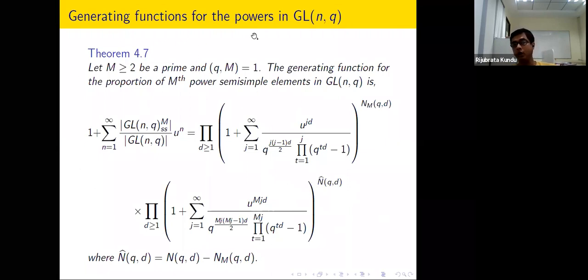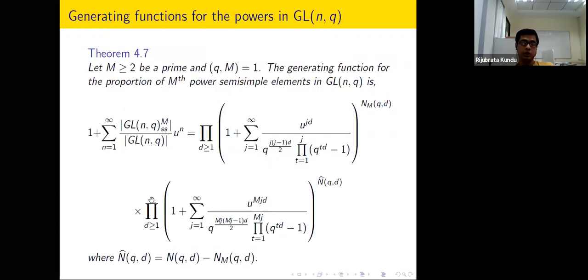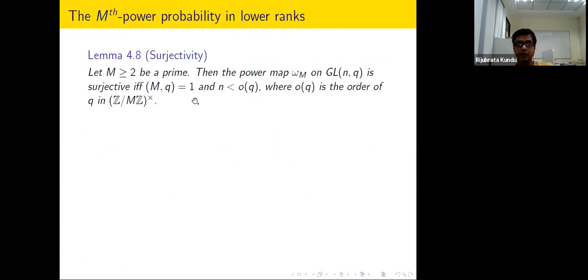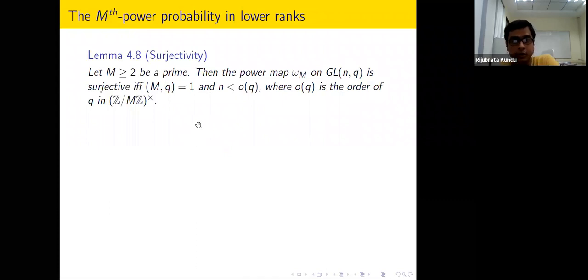The generating function for a general element can also be written in the same way, but that will look a little more messy, so I don't write it here. Now, finally, I want to mention some more things. So we have the generating functions, but then there will be a question: what kind of information can we get from these generating functions? In that regard, we have some very limited results right now. This is a work in progress, but I'll mention just one such result.